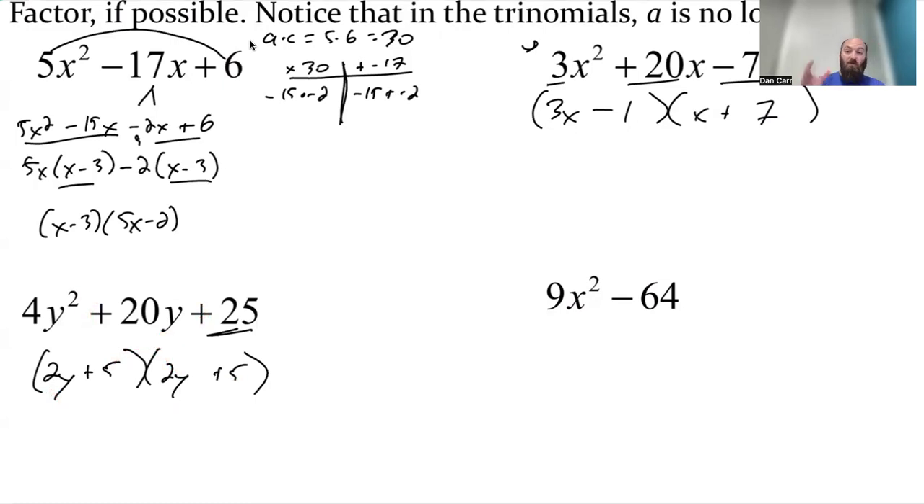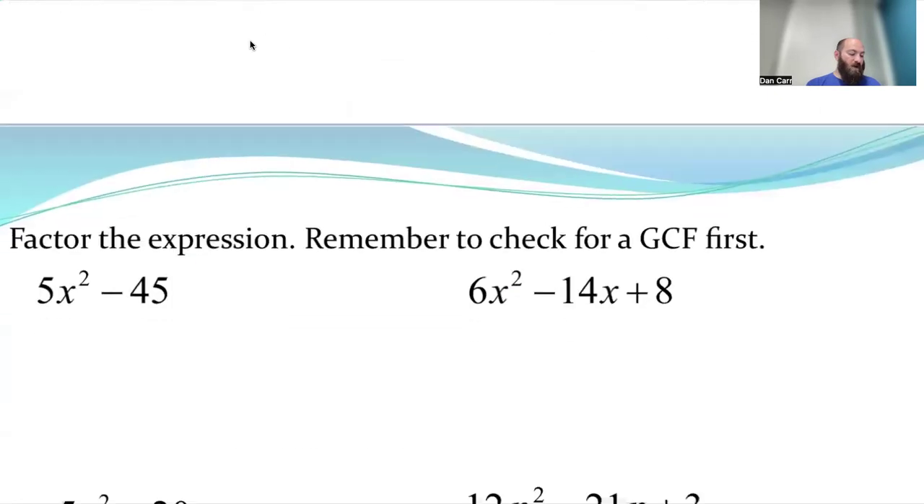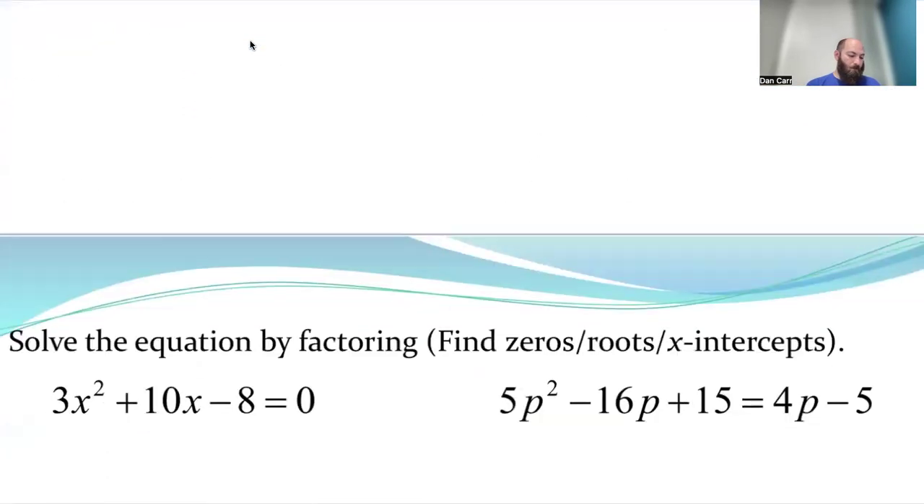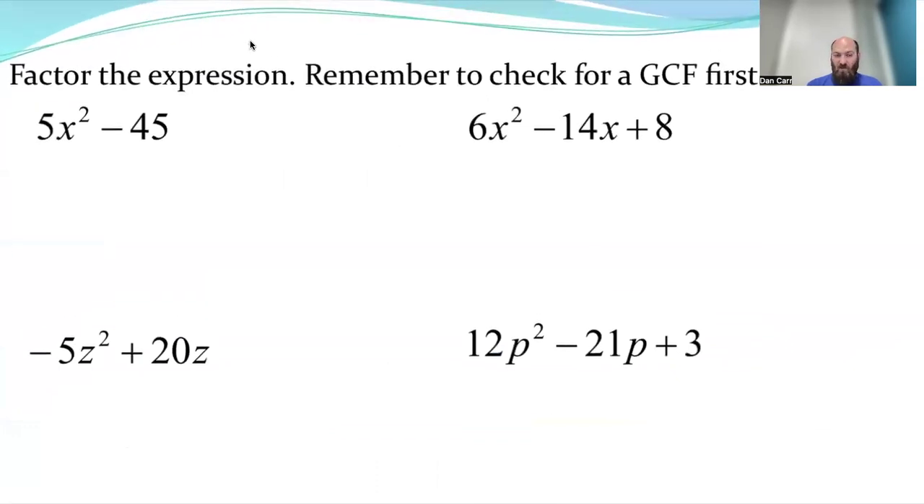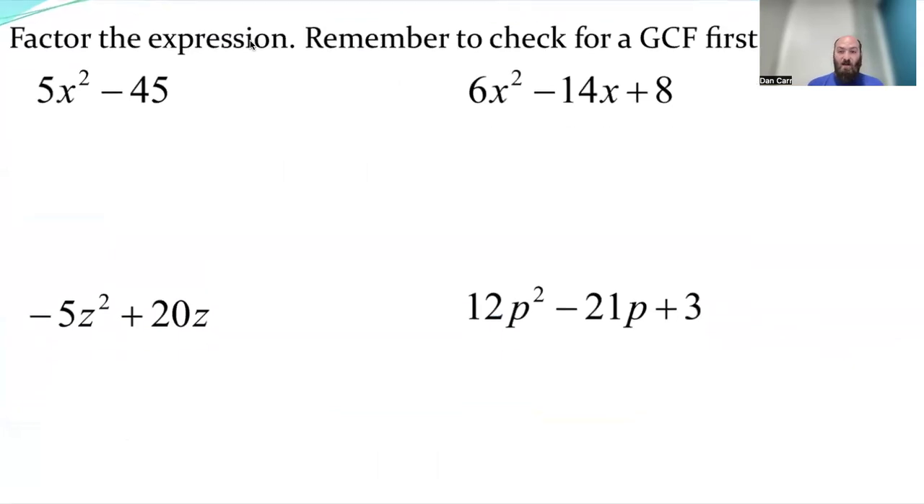And the last one here, don't forget, difference of two squares. These are two perfect squares. So 9x squared comes from 3x times 3x. Negative 64 is going to come from 8 and 8, but I got to do a plus 8 minus 8. That's what happens when I have a 0x in the middle. All right. So we're going to continue that. We're just going to move on from this one. Check for GCF first. Good piece of advice on that one.